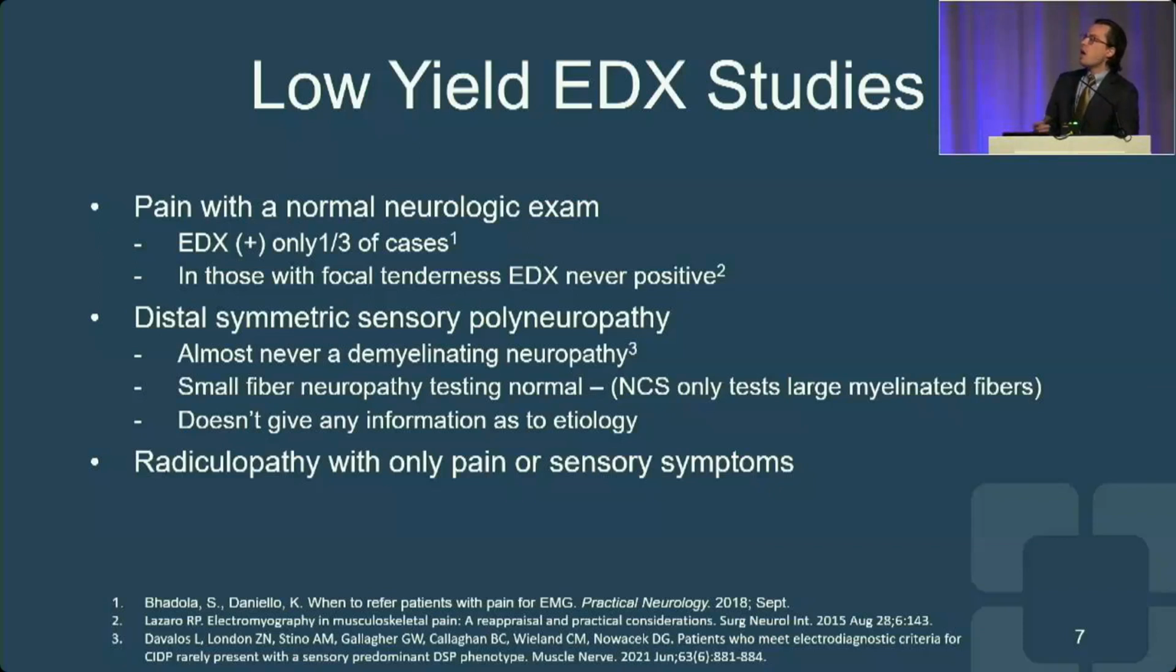So when a patient has pain and a normal neurologic exam, there have been some good retrospective studies that have shown that they only have EMG findings about one third of the time. Most of the time, that's actually compressive neuropathies. In one study that looked at patients with pain and focal tenderness who were sent for electrodiagnostic studies, they were never positive. So if pain is the only thing, I would maybe think about a different test first.